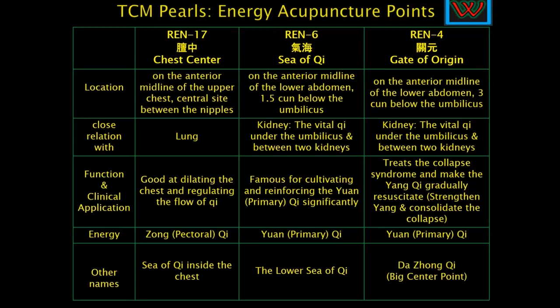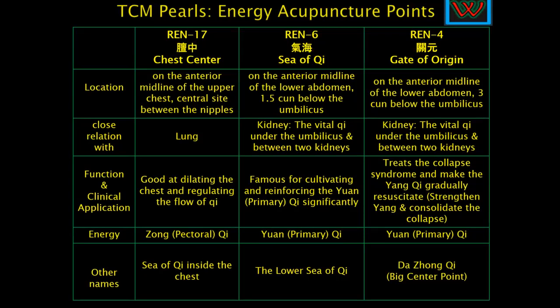So I made this tabulation for your reference, but usually moxibustion generally is applied to Ren 6 or your CV6 or your sea of qi point and your Ren 4, your gate of origin point. So they are used to strengthen your yuan qi or your primary qi. So you can have this chart for your reference.